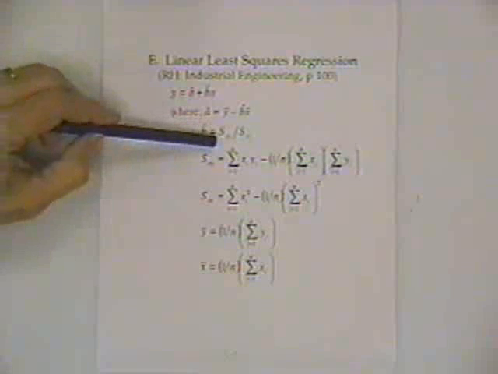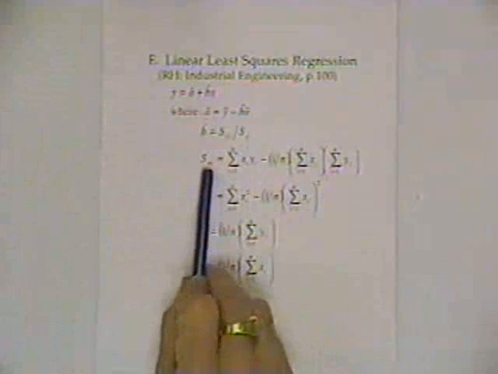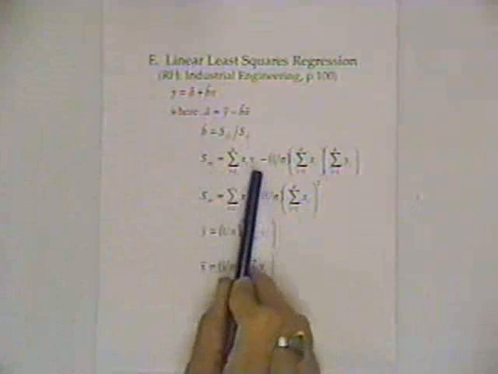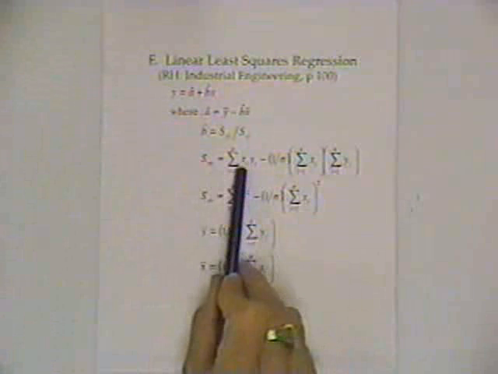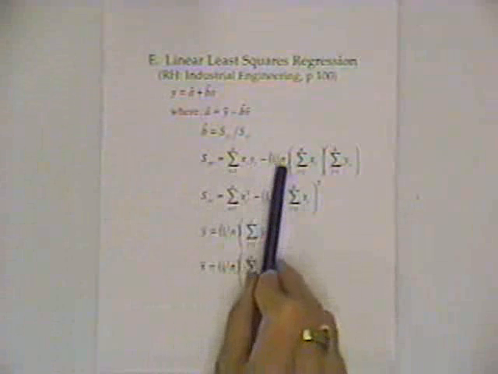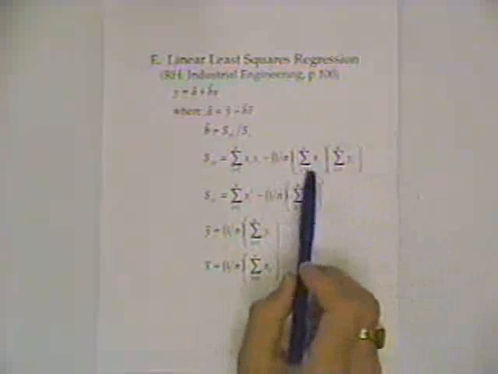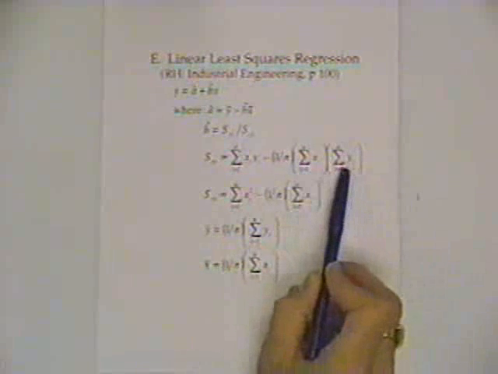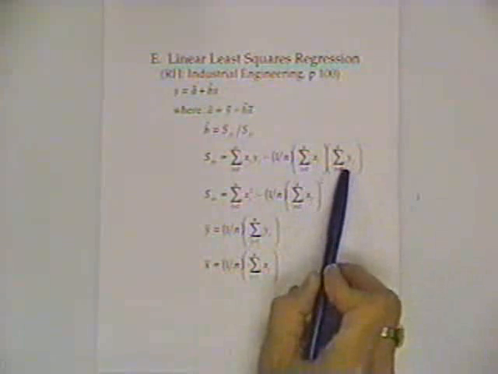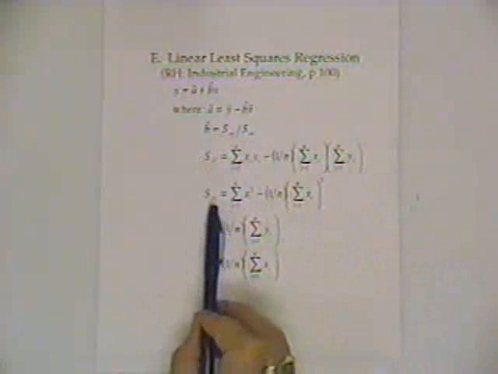B hat is defined as S sub xy divided by S sub xx. S sub xy is a summation of the product of the data points xi times yi over all the data, minus 1 over n, where n represents the number of data points, times the summation of all the x data, times the summation of all the y data. Carry out that, and you have the value for S sub xy.